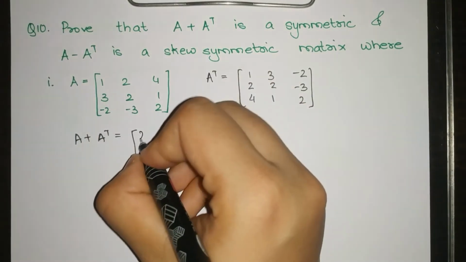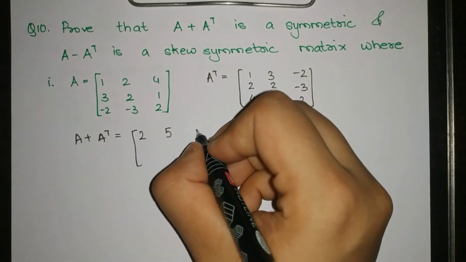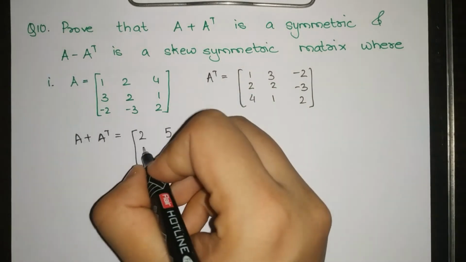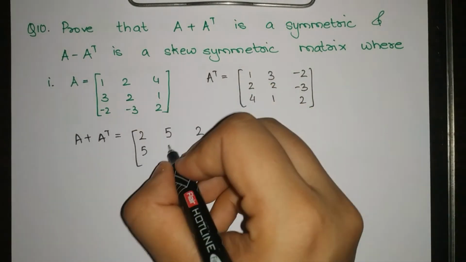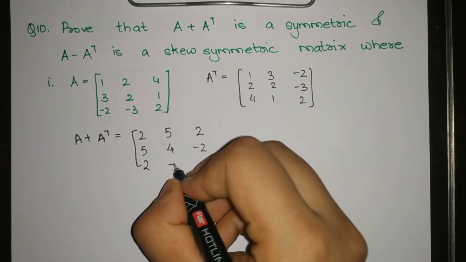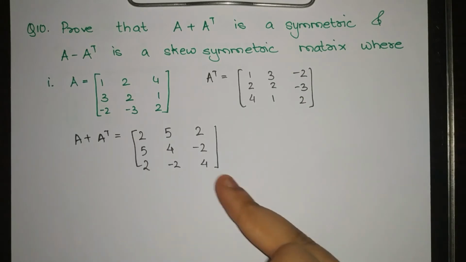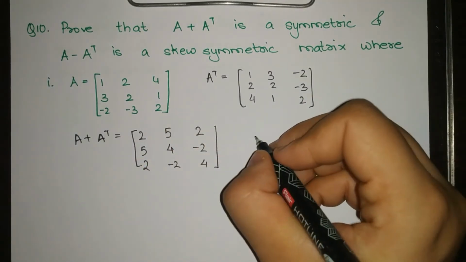So 1 plus 1 is 2, 2 plus 3 is 5, 4 minus 2 is 2, next 3 plus 2 is 5, 2 plus 2 is 4, minus 2, then we have 2, then we have minus 2 and we have 4. Okay, and clearly this is a symmetric matrix.